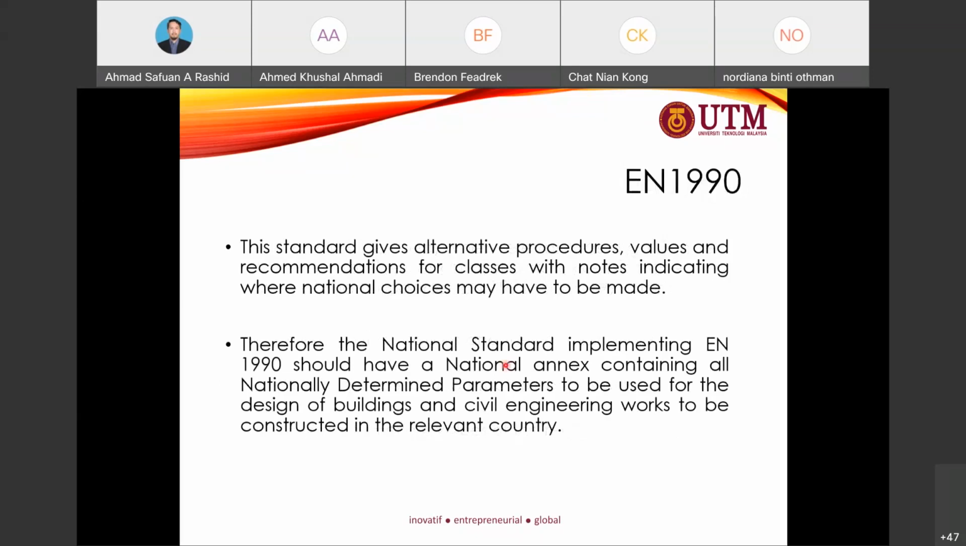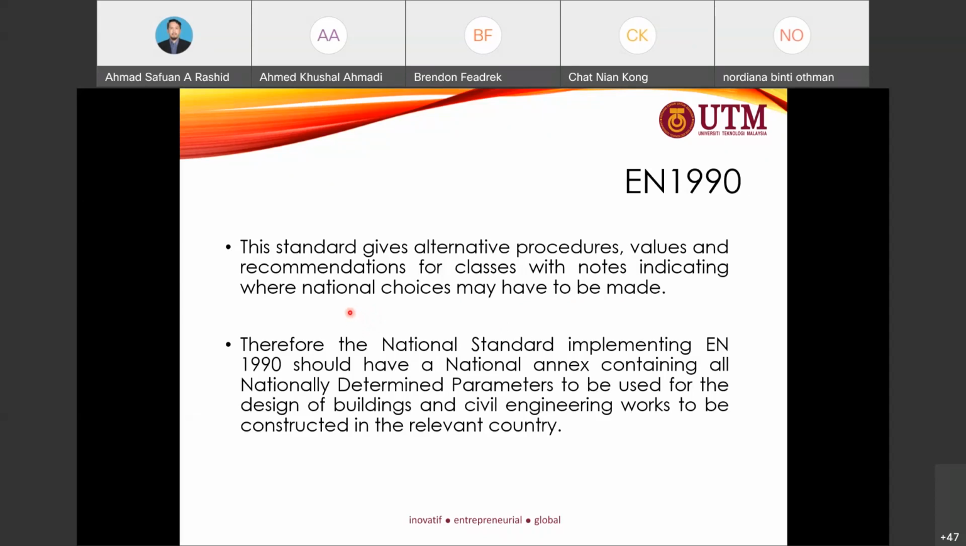So this standard gives alternative procedures, values, and recommendations for classes with notes indicating when national choice may have to be made. Okay, so this is what I have mentioned before. So that's why Malaysia has come up with our own Malaysian standard, to be fit or suitable for our Malaysian conditions.